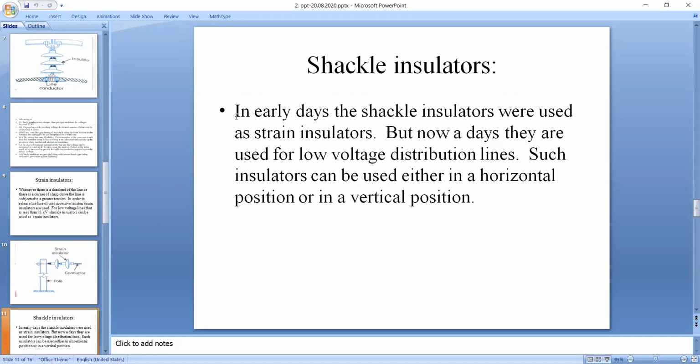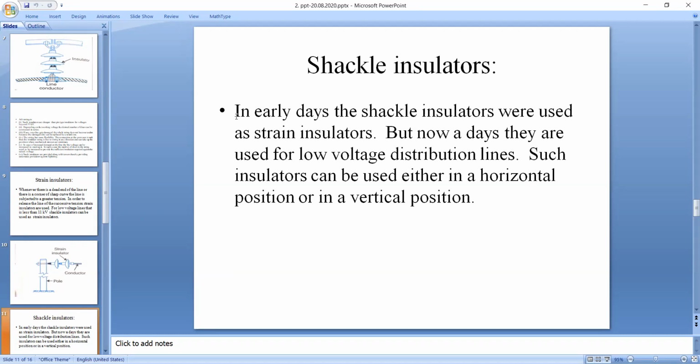This is just to know, that is just a basic idea of shackle insulators. One mark or 2 marks question may come. No need to go deep into it. In the early days, shackle insulators were used as strain insulators. So a few years back, in order to ensure that the line is relieved from excessive tension or stress or pressure, shackle insulators were used as strain insulators. They look like strain insulators only, but nowadays they are used for low voltage distribution lines only.